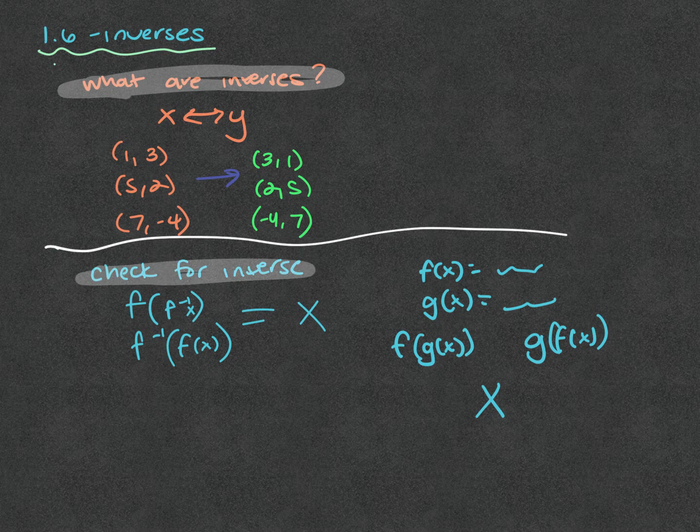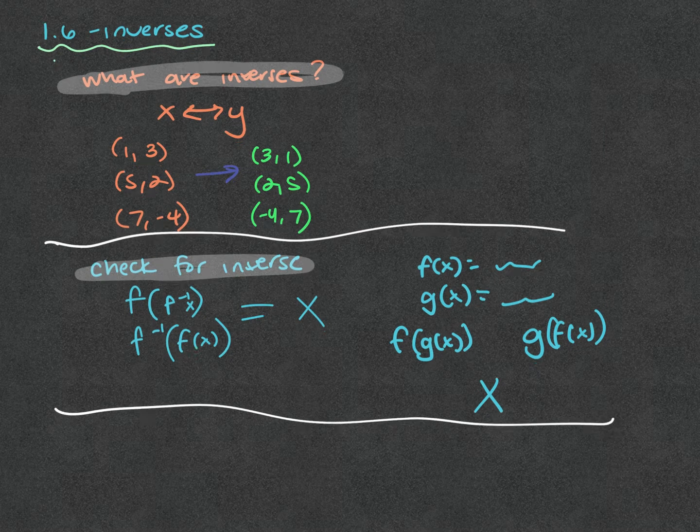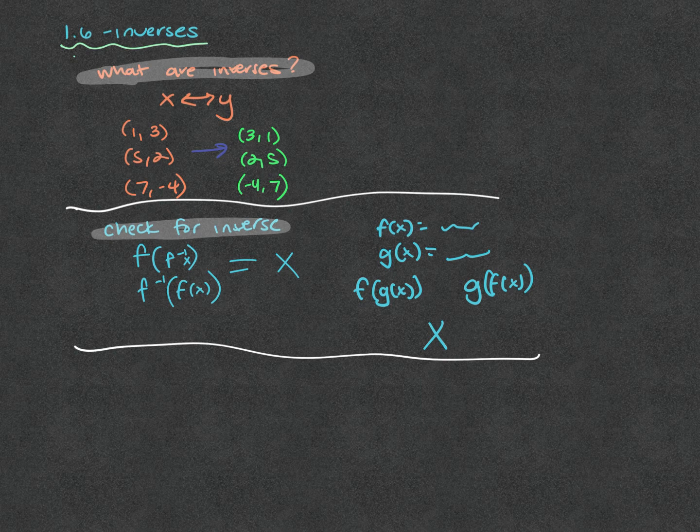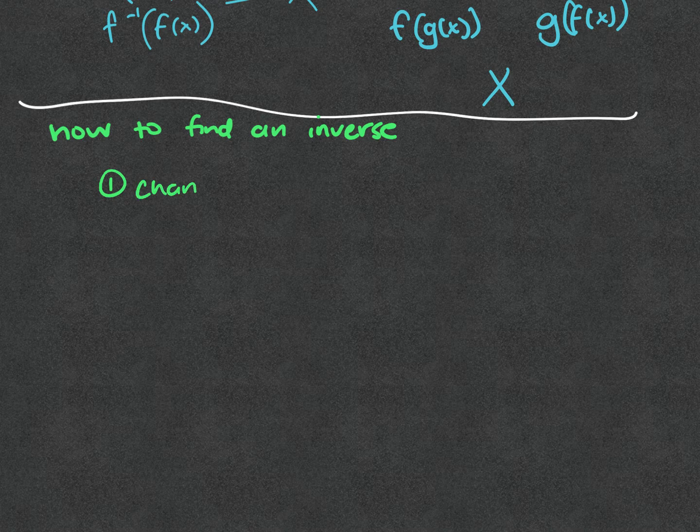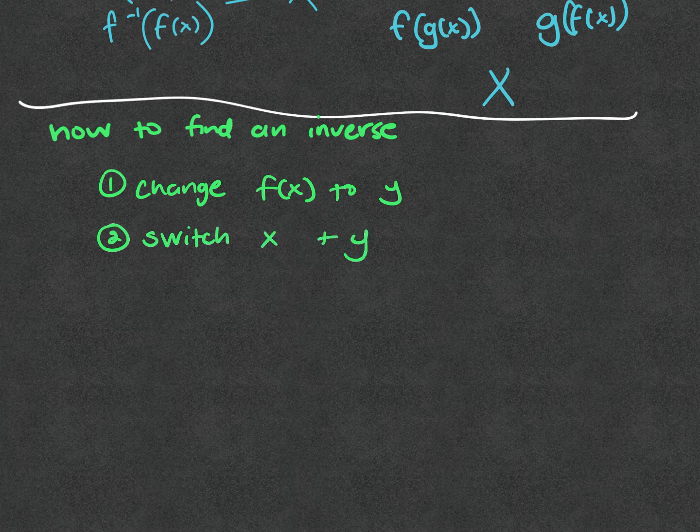Then we talked about how to find the inverse. Step one, change f of x to y. Step two, switch the x and the y, so all the x's become y's and all the y's become x's. Step three, solve for the new y.